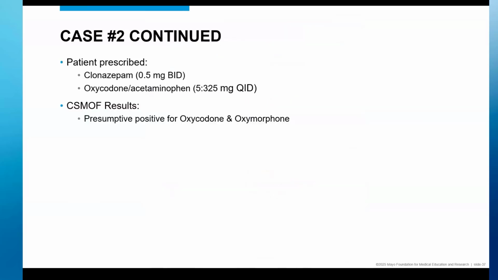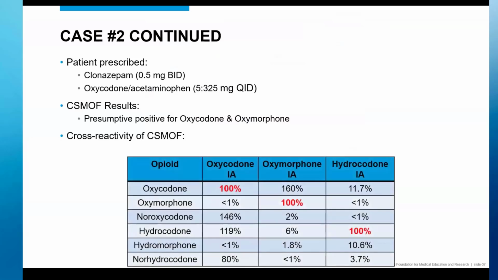So what's going on? Well, we have a patient prescribed two key things that we're hoping would turn positive, clonazepam as well as the oxycodone. And the only things that came back positive on this patient were oxycodone and the oxymorphone. So this is where, again, because we are still using immunoassay, we have to understand the cross-reactivity. What do the oxycodone and oxymorphone spots cross-react with?